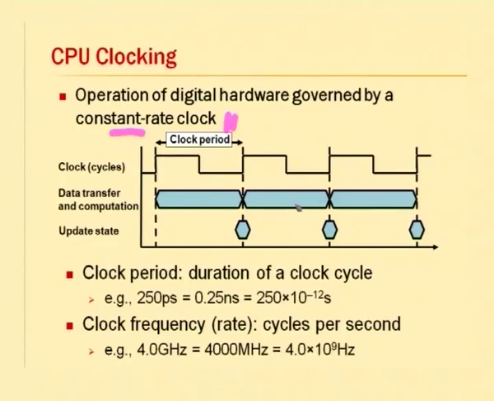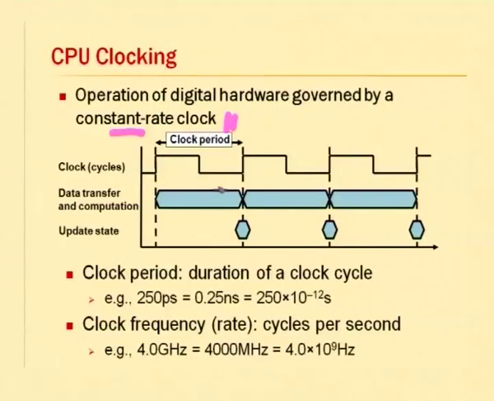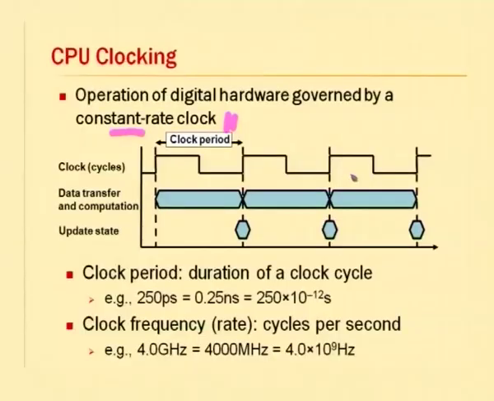Now why is this clock cycle important? Of course, it helps us to time various events. In addition to that, the inverse of the clock period gives us the clock frequency, and that is what tells you how fast things are taking place on the system. So what is the clock period?